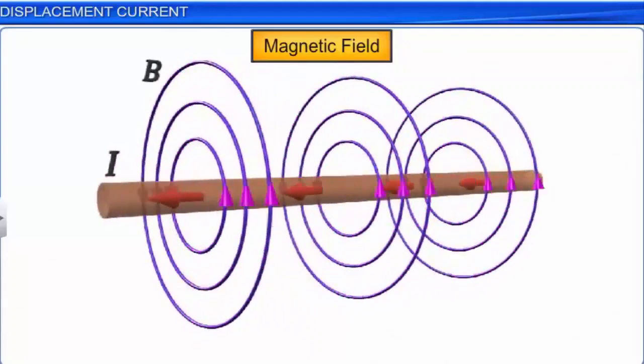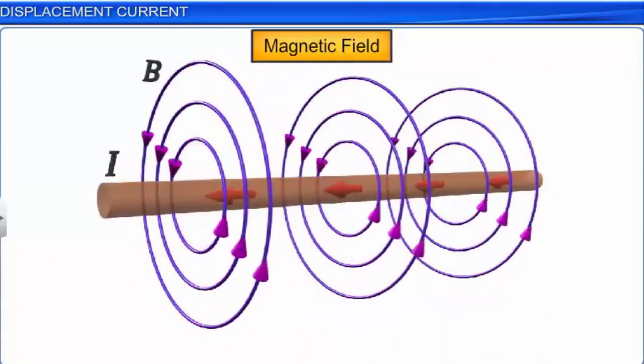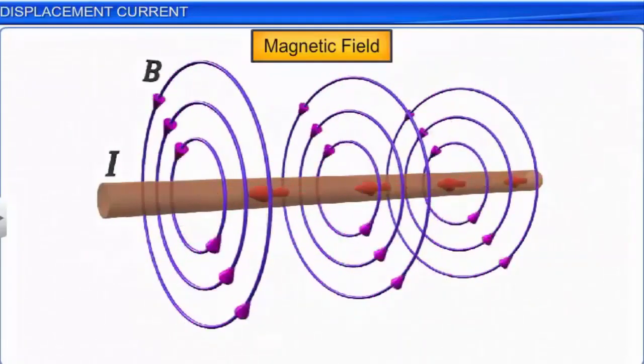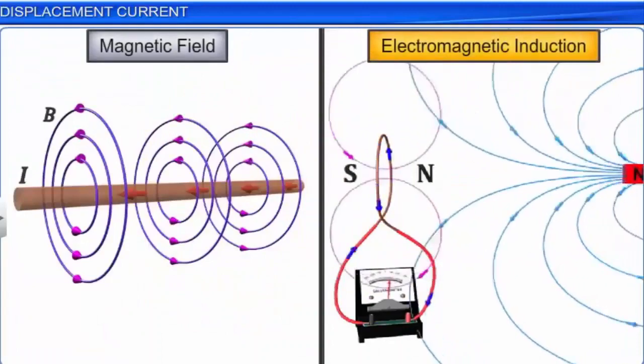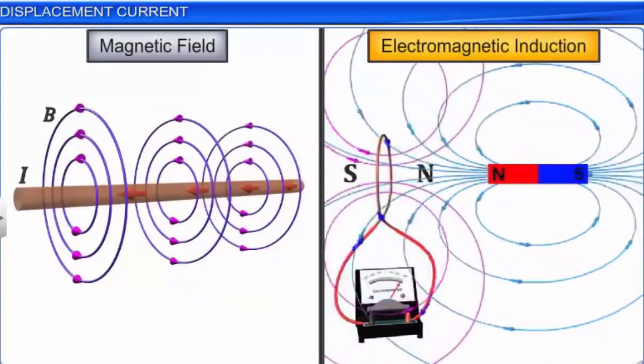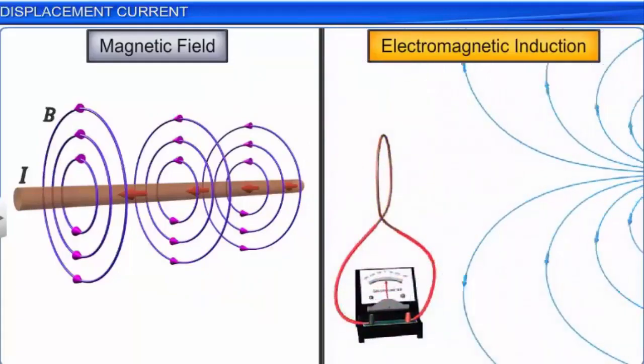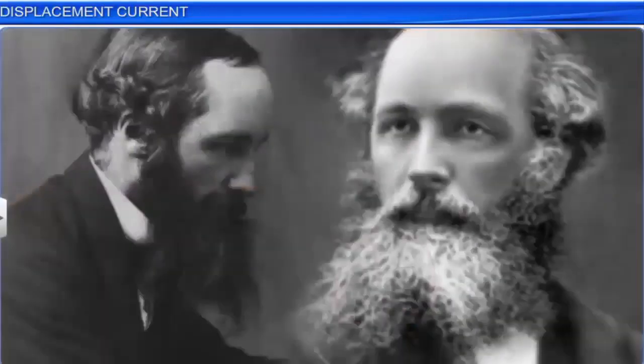As we have learnt earlier, a constant current-carrying conductor produces a magnetic field around it, and a change in the magnetic field with time induces an electric current in a closed conducting loop. Maxwell showed that a change in the electric current or the electric field with respect to time produces a magnetic field.